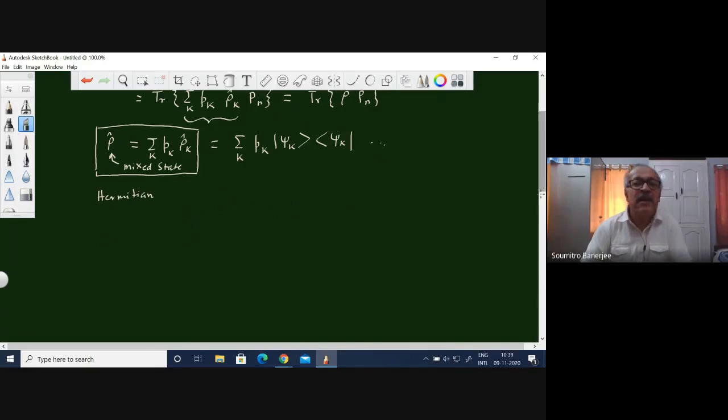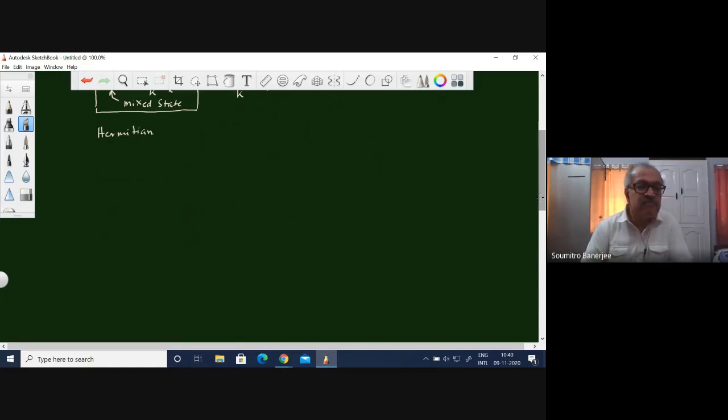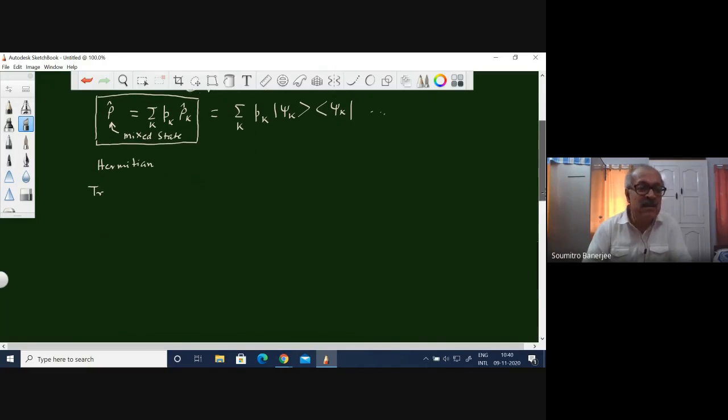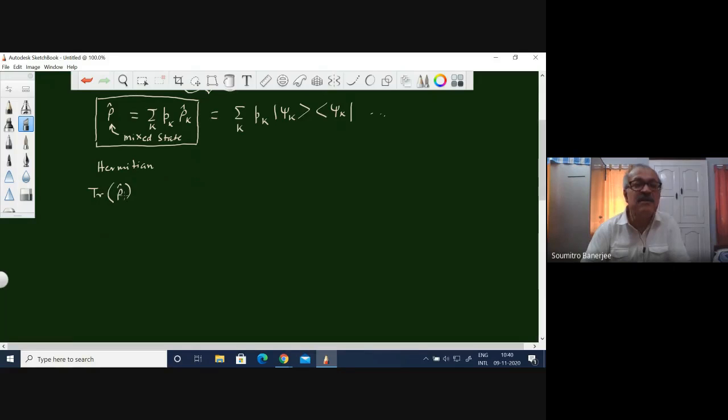Follows from logic. And we had obtained that the trace of the pure state was 1. Let's check the trace of the mixed state density matrix. This will be the sum over k of pk, and here we have to take the trace of rho k.